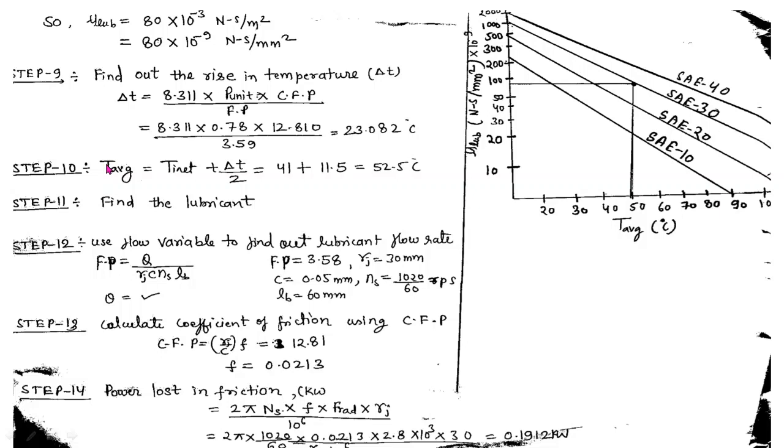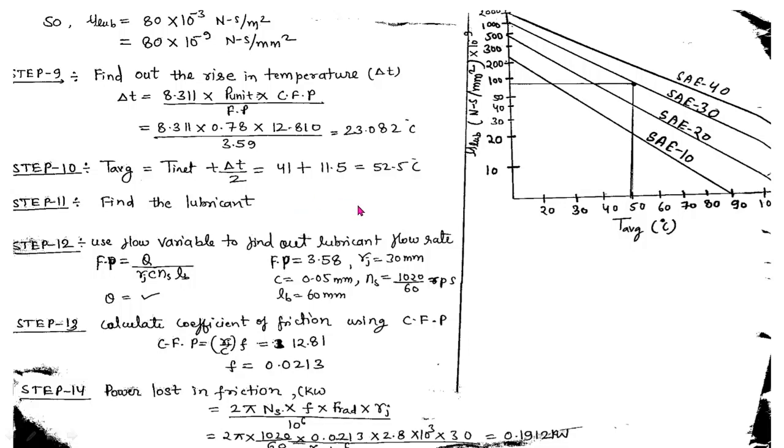Friends, in some cases the value of inlet temperature is not given to us. In that case, we have to take the inlet temperature as the ambient temperature. By using that, we can calculate the average temperature of the lubricant. Now once the average temperature of the lubricant is calculated, the next step is to find the type of the lubricant that we have to use.